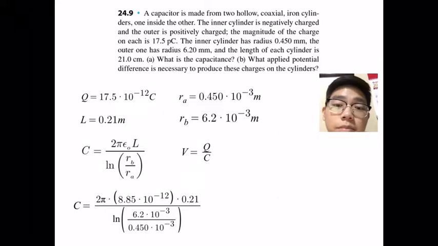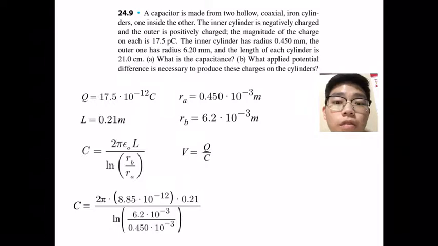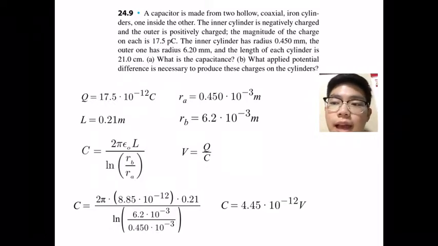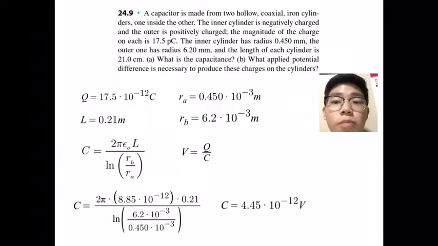Okay, so first let's input our equation for our capacitance. So 2 pi times 8.85 times 10 to the negative 12 multiplied by 0.21, divided by ln of 6.2 times 10 to the negative 3 divided by 0.45 times 10 to the negative 3. After solving this, we end up with a capacitance equal to 4.45 times 10 to the negative 12 farads.